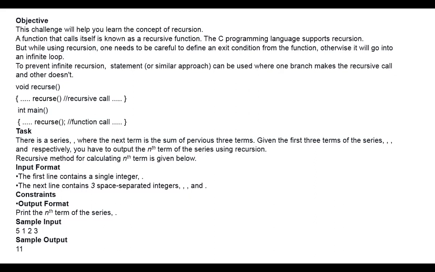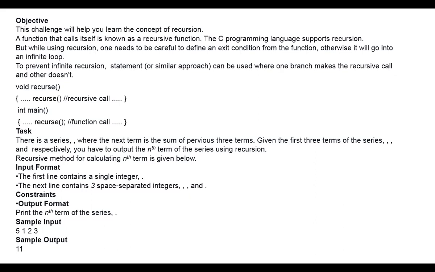But while using recursion, one needs to be careful to define an exit condition from the function, because if we have not defined the exit condition, we will not get the correct answer, or it might happen that the recursion does not stop and continues, because we have not defined the exit condition in the correct way. Otherwise it will go into an infinite loop. Yes, so to prevent infinite recursion, if-else statements can be used where one branch makes the recursive call and the other does not. Okay.